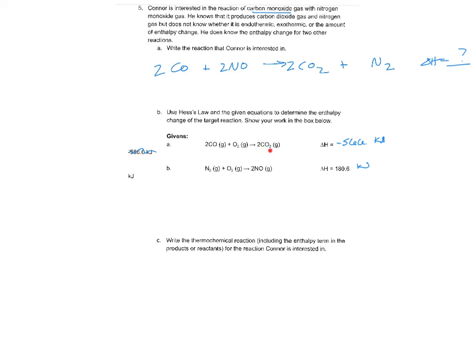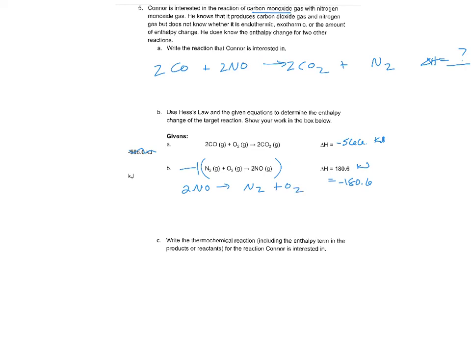So in the given, this part actually does match the product from the target. So it looks like this is not going to change. The 2 carbons are on the left side, and the 2 carbon dioxides are on the right side. The other thing in the target reaction, though, is nitrogen. And in the second reaction, nitrogen is on the left side. So this reaction is going to switch. So you're going to just switch the sides of the reaction, which means that delta H is going to switch signs. So this becomes 2NO produces N2 plus O2.